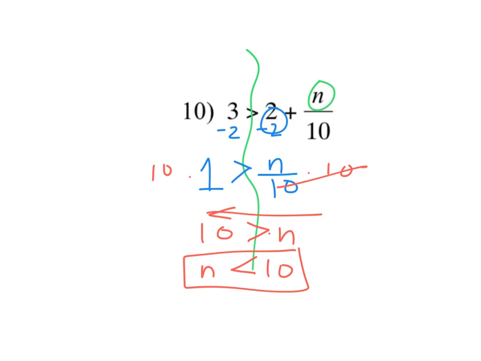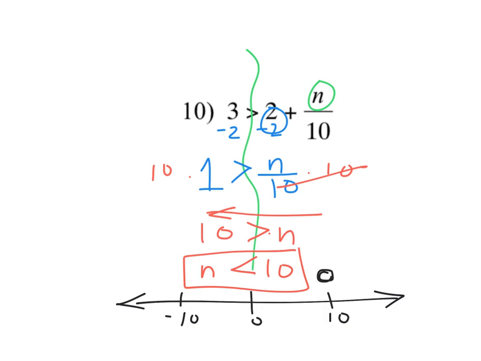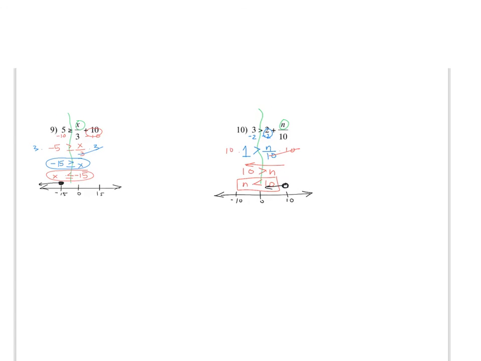So my number line will look like 10, negative 10. It's going to have an open circle above the 10, and n is less than, so my arrow will go that way. So I think that's it.